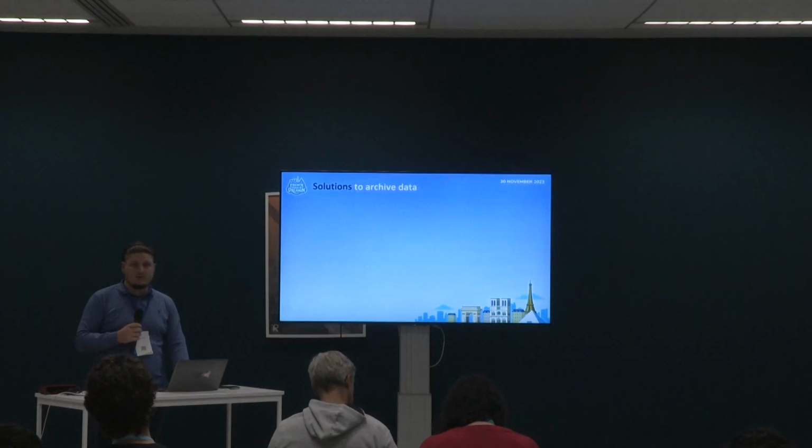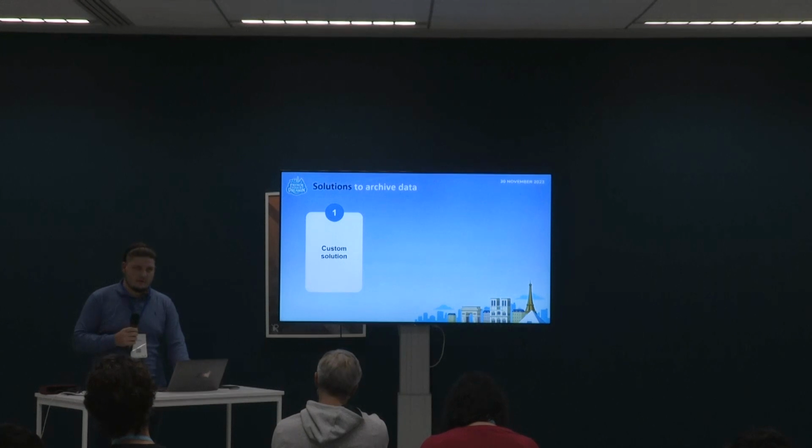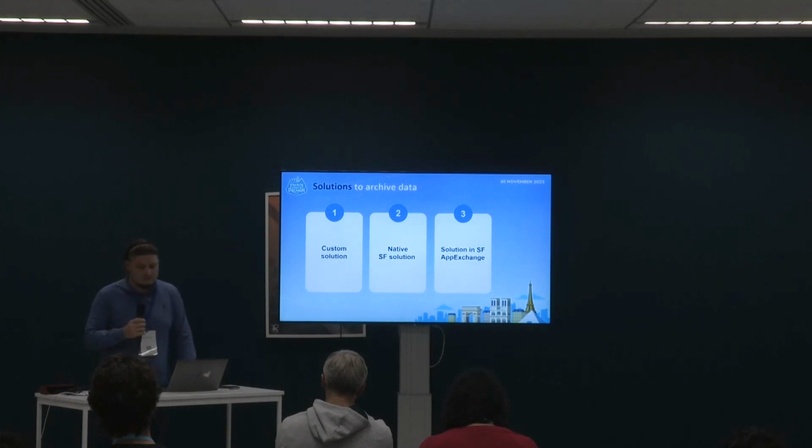Now let's talk about solutions. What solutions do we have for optimizing all this? The first one is a custom solution. It's a good one when you have enough budget and enough time. It's a perfect one. The second one is a native Salesforce solution. Native Salesforce solution, especially big objects, is good, but in this case you are not just archiving your data, you're just optimizing your data. So it's a solution, but probably doesn't fit your end goal.